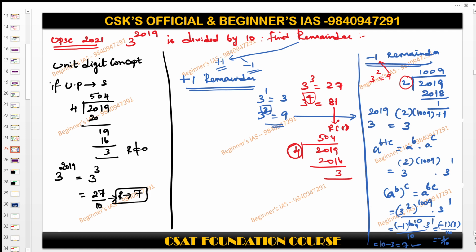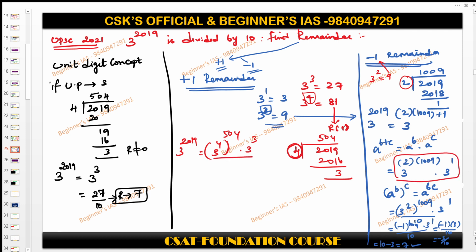Now what you need to do is express this one. 3 power 2019 can be written as 3 power 4 the whole power 504 into 3 power 3. Simple, that logic only we are applying. Here 4 is the divisor, the power to the power is the quotient, then 3 power 3 is the remainder. This format we are applying here also.